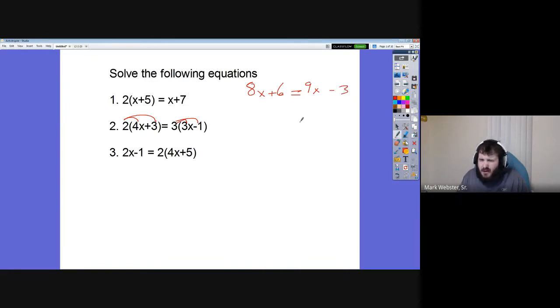So once again, let's choose where the x is going to go. Let's take the 9x and subtract it over to the other side. So that leaves us with -x plus 6 equals -3. Let's subtract the 6 over.